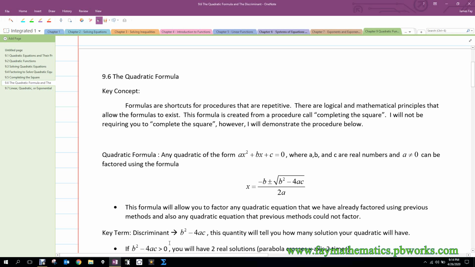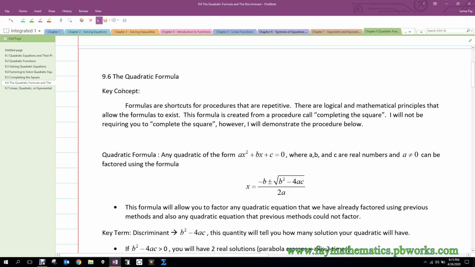Okay, this is section 9.6. You'll notice for now we've skipped section 9.5, which is completing the square, a process that actually creates the formula that we're going to learn in this section. I will go through an example of that, but I'm not going to require you to complete the square at the moment. All right, so 9.6, quadratic formula.